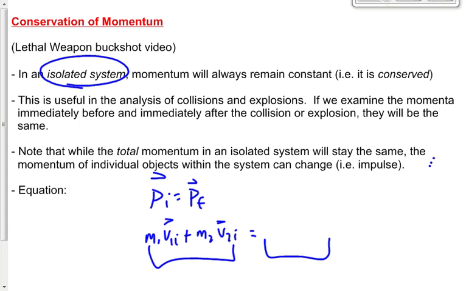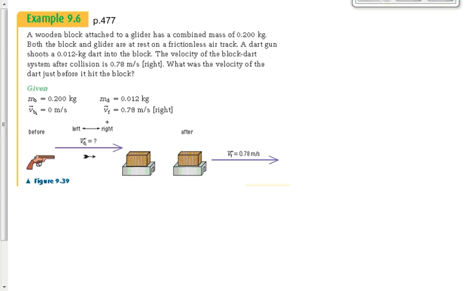Let's take a look at an example here. 9.6 on page 477 says, a wooden block attached to a glider has a combined mass of 0.200 kilograms. So the wood block and the glider, 0.200 kilograms. Both the block and the glider are at rest on a frictionless air track. A dart gun shoots a 0.012 kilogram dart into the block. The velocity of the block-dart system after the collision is 0.78. What was the velocity of the dart just before it hit the block?